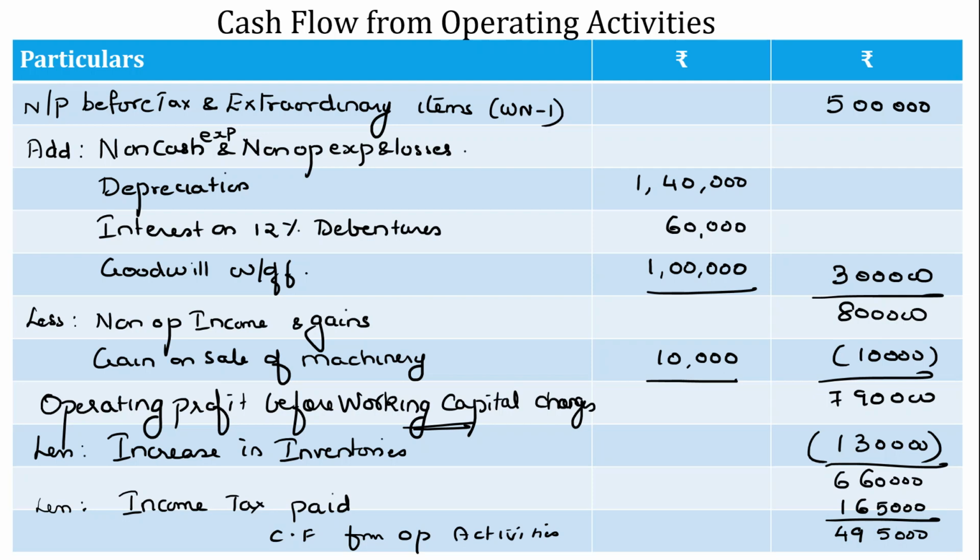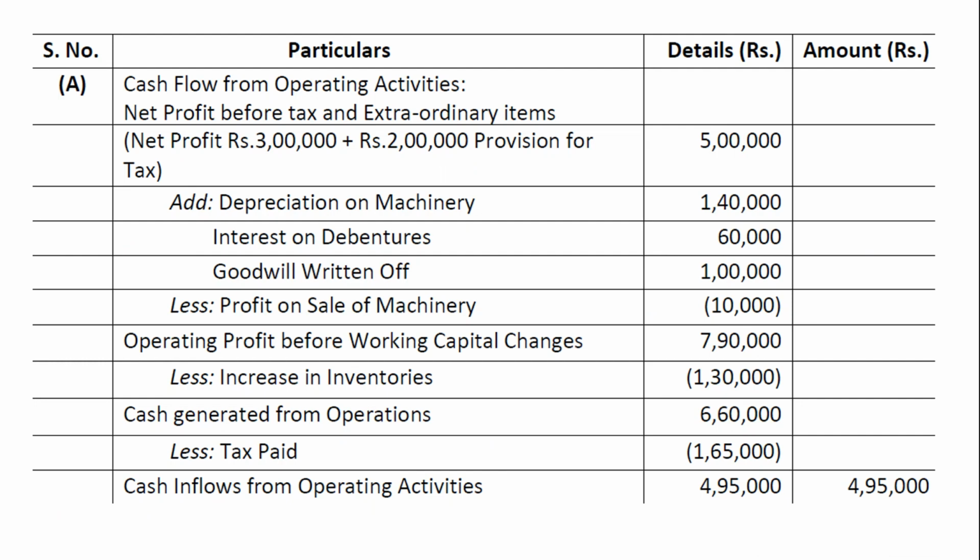So now just to summarize the whole thing, this is how your cash flow statement would look once you're completed. You have cash flow from operating activity, net profit before tax and extraordinary item. Net profit was the difference in surplus, 6 lakh minus 3 lakh, 3 lakh. To that we added the provision for tax 2 lakh to get 5 lakh. This was the current year provision. To that we added back the non-cash expense and non-operating expense, that is depreciation on machinery, interest on debentures and goodwill written off. And we subtracted the non-operating gain, that is profit made from the sale of the machinery, 10,000, and that yielded us operating profit before working capital changes of 7,90,000.